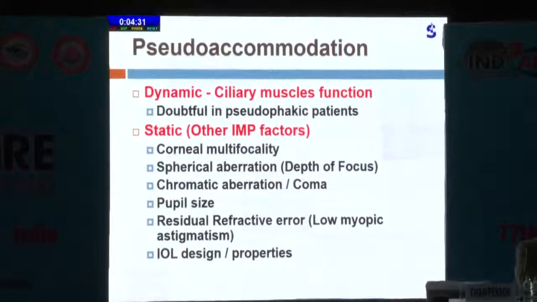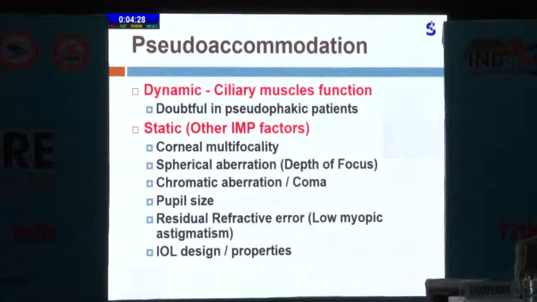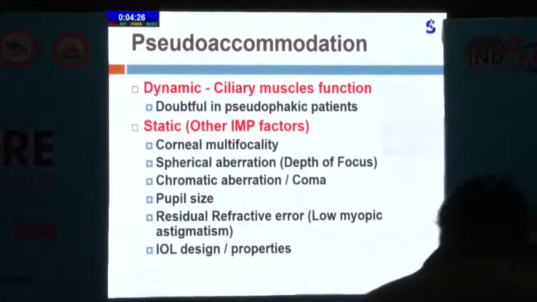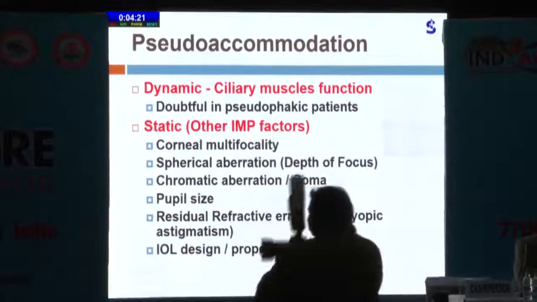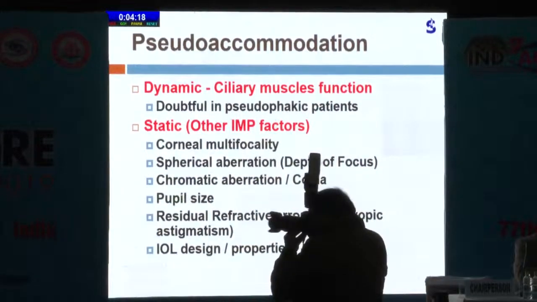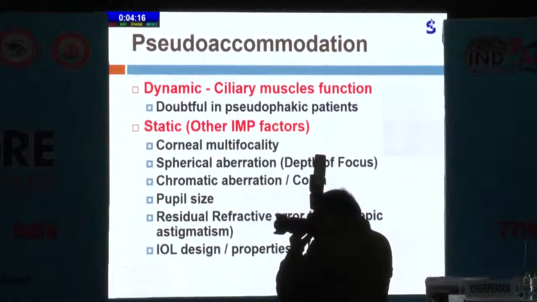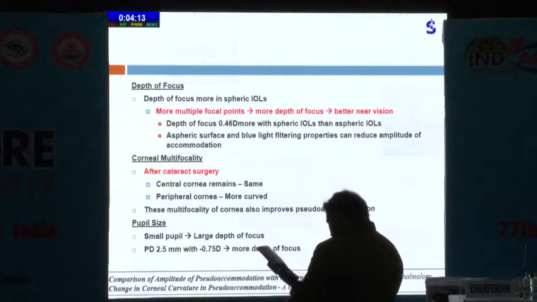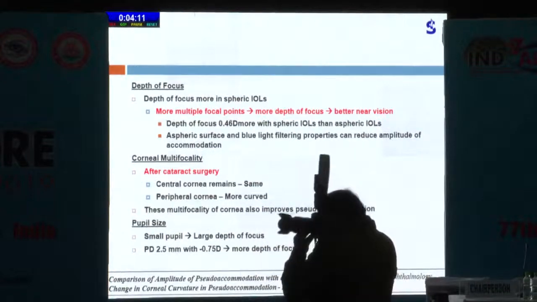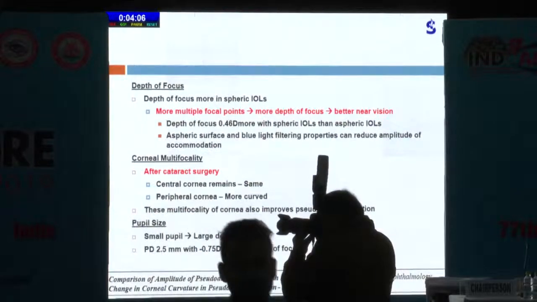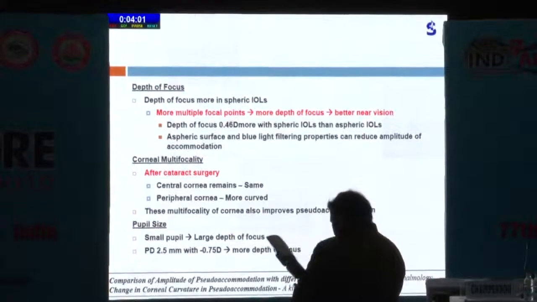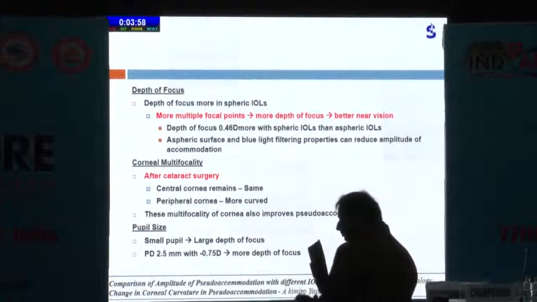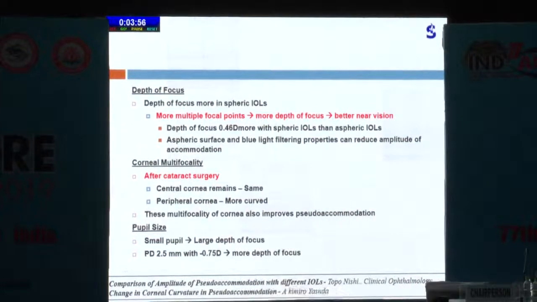Now there are two types, dynamic and static. The dynamic, where the ciliary muscles function, is doubtful once the cataract is removed. But there are some other important factors like corneal multifocality, spherical aberration, chromatic aberration, pupil size, residual refractive error, and of course IOL designs and properties. If the lens has multifocal focal points, meaning it is a spherical lens, it has more depth of focus and gives better near vision. And an aspheric surface with blue light filtering properties can also reduce the amplitude of accommodation.